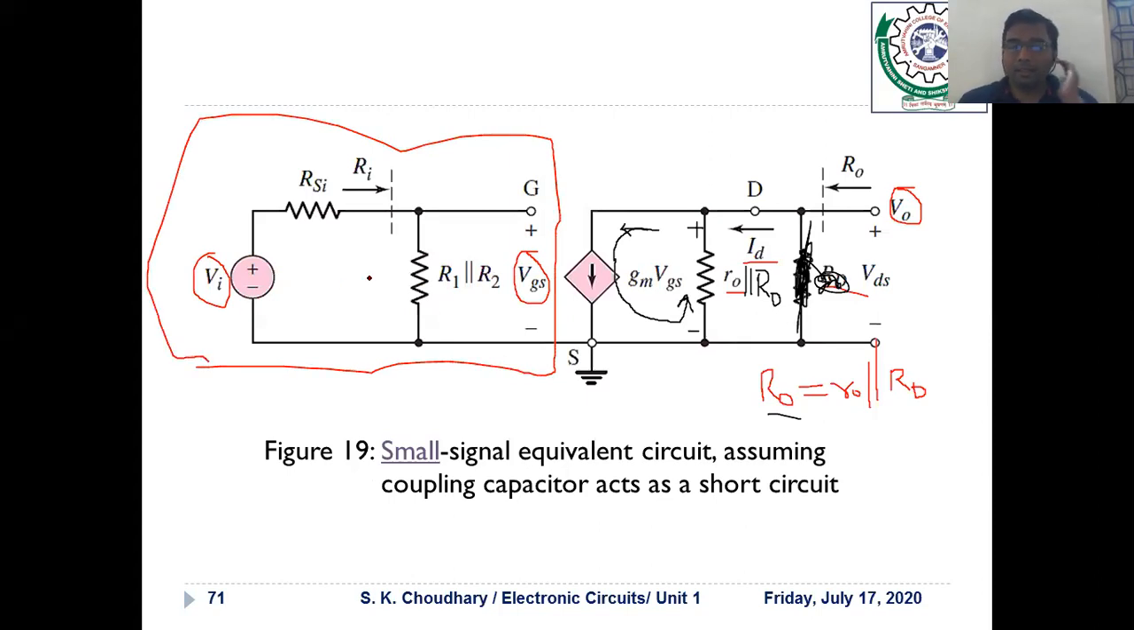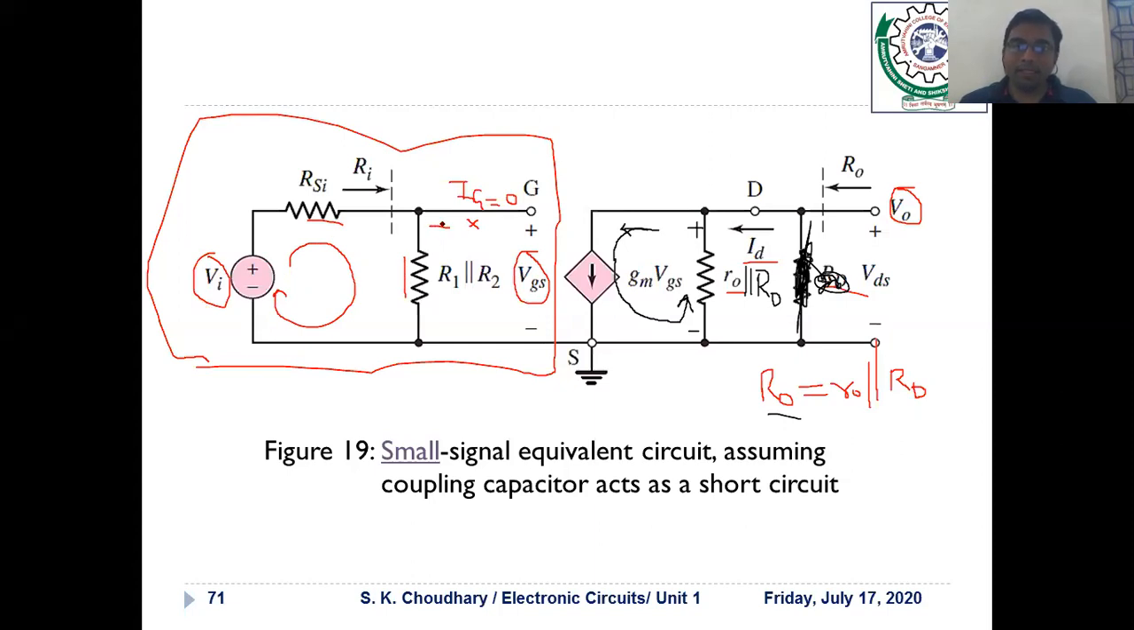You would see that at the gate terminal Ig is 0, so there is no current flowing here. Whatever current flows from this side would be only in this particular loop. It would not come here. Now you can consider RSI and R1 parallel R2, both in series, and your supply voltage is Vi for this case, and the VGS is what?